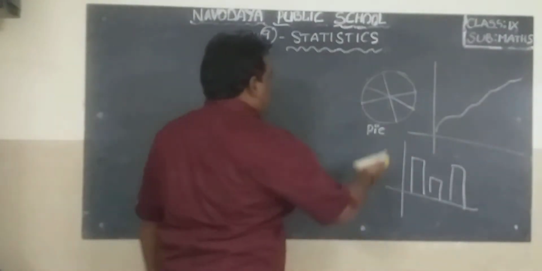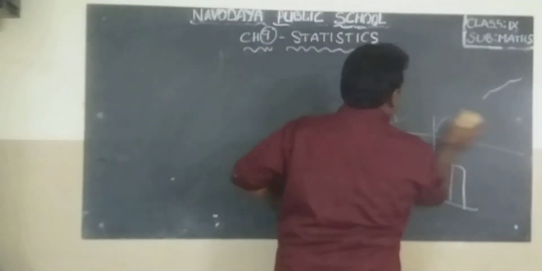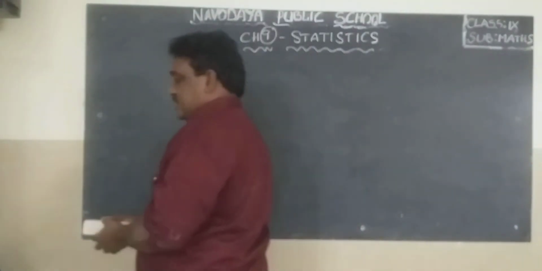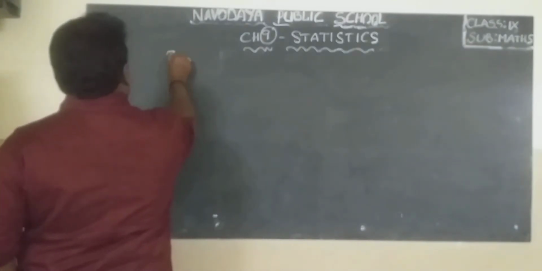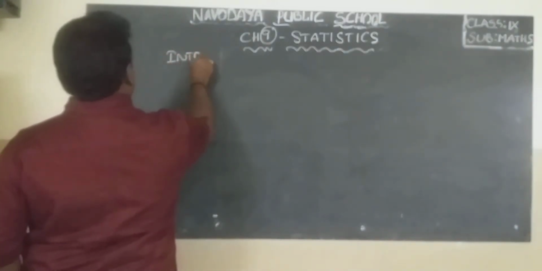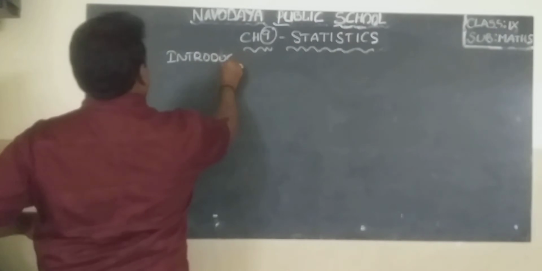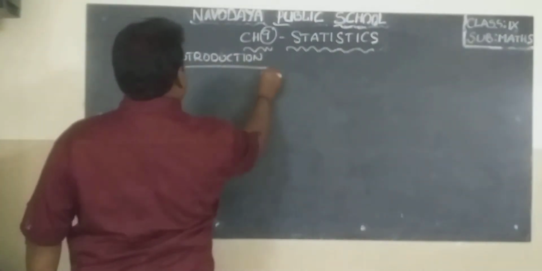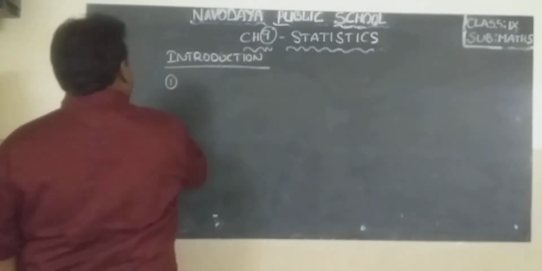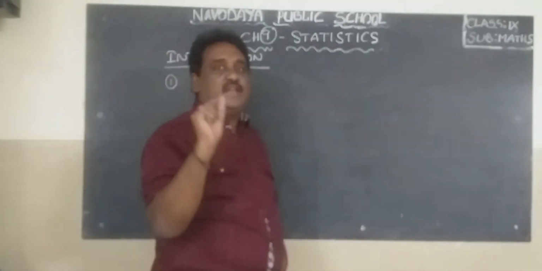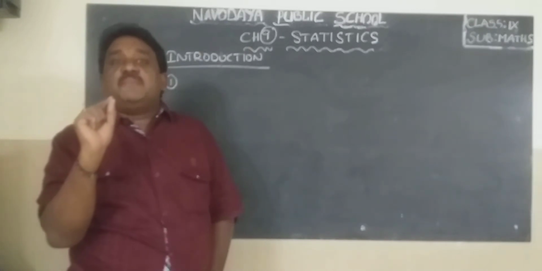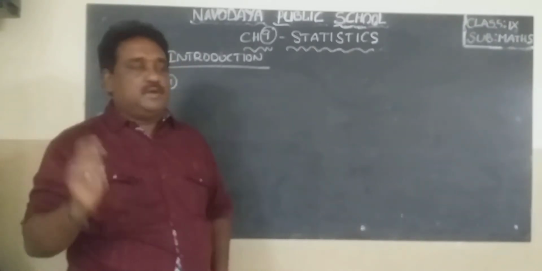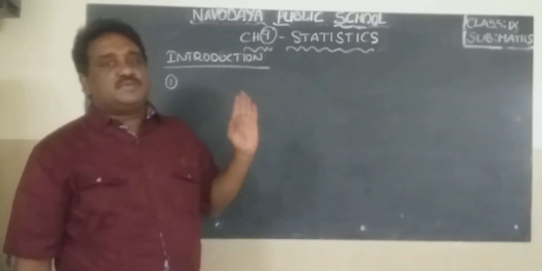Then, what is statistics? Introduction about statistics. So remember, the best example for statistics is cricket matches. In cricket matches, to represent runs, they use statistics. Best example. What is the introduction of statistics?